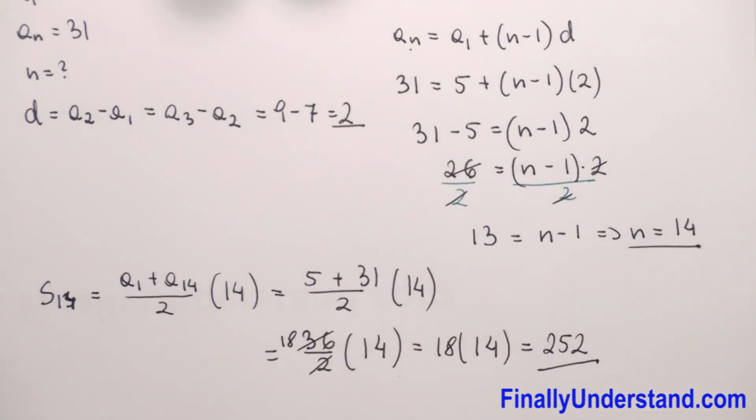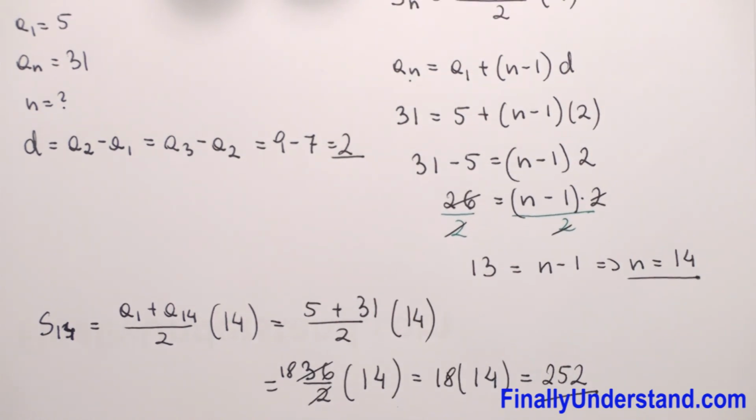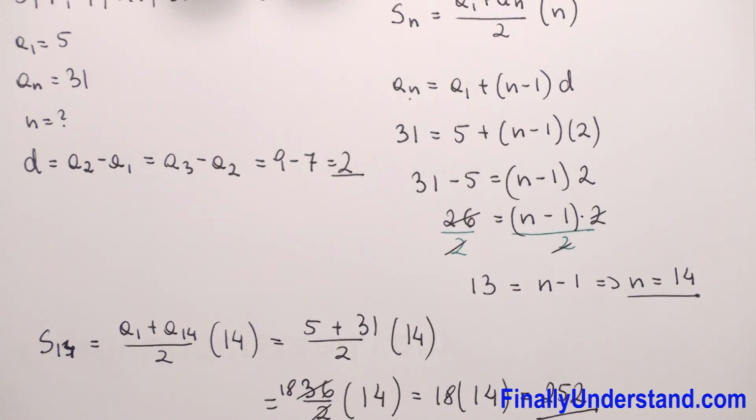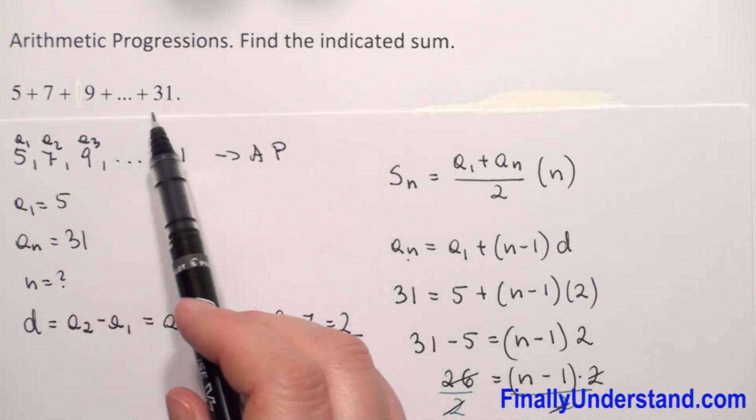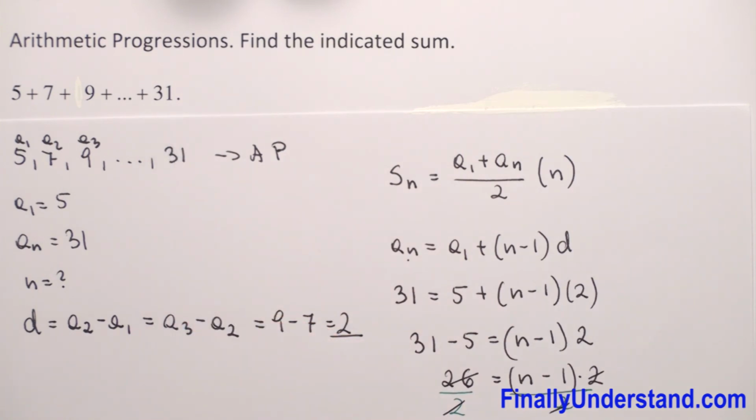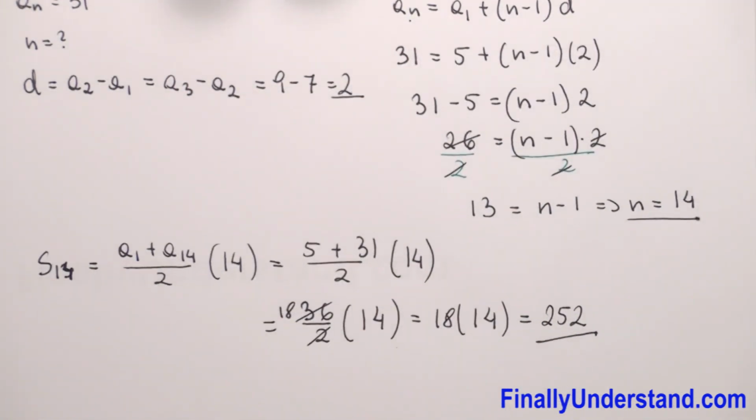We found the sum of the arithmetic progression terms. We found this sum, 5 plus 7 plus 9 to 31. This is 252. This is my solution.